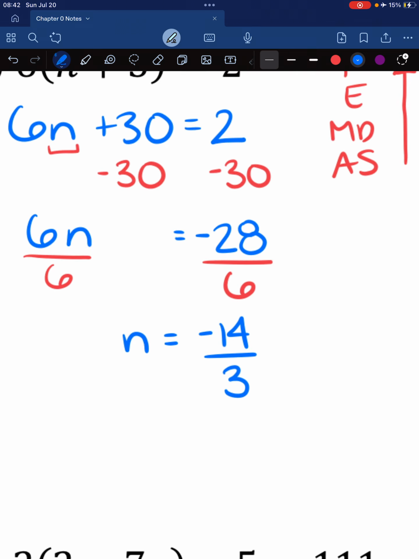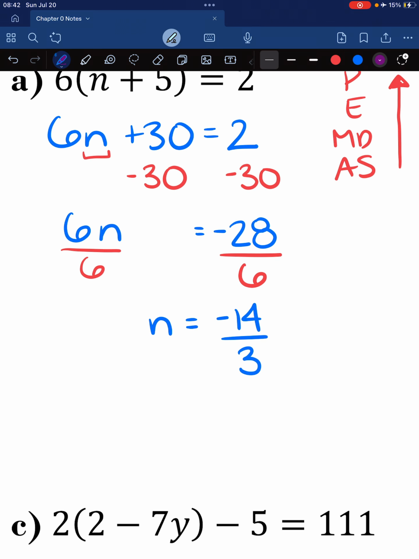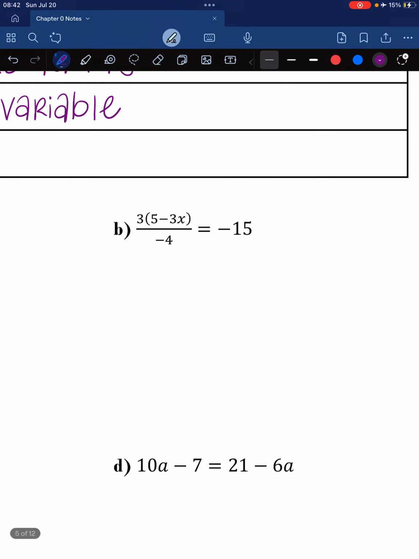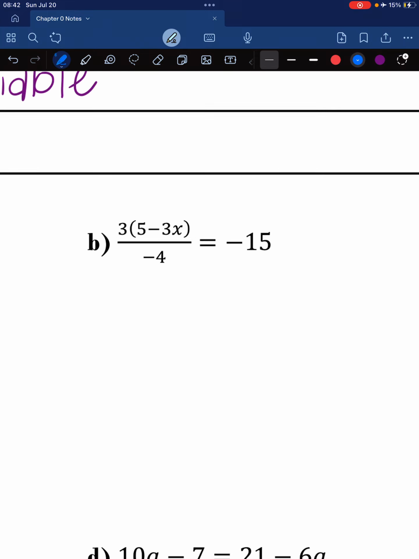And you can check that really easily. You can check it by plugging it back into your calculator. 6 times negative 14/3 plus 5. And when you press enter, we should hopefully see that the answer is 2. So I know that I solved that correctly.